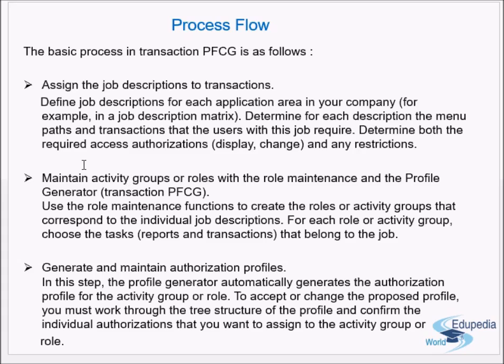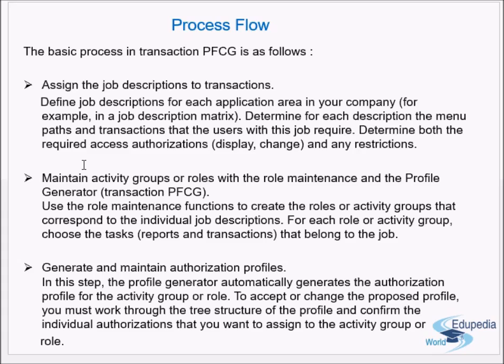The next one is you have to maintain activity groups or roles with the role maintenance and the profile generator PFCG. Use the main role maintenance functions to create the roles or activity groups that correspond to the individual job descriptions. For each role or activity group, choose the tasks, that is reports and transactions, that belong to the job. So next we go to the role maintenance T code, that is PFCG, the profile generator. Here we use the different role maintenance functions to create the roles or activity groups that correspond to individual job descriptions.